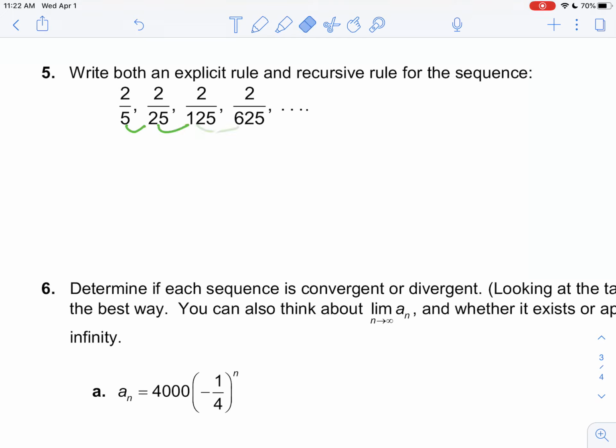And that's correct. Now, but when I'm looking at actually getting from one fraction to the next, I'm not multiplying by 5. I'm actually multiplying by 1/5. So that's how I'm getting from one term to the next, is multiply by 1/5. So we will do the recursive first because it's less work.